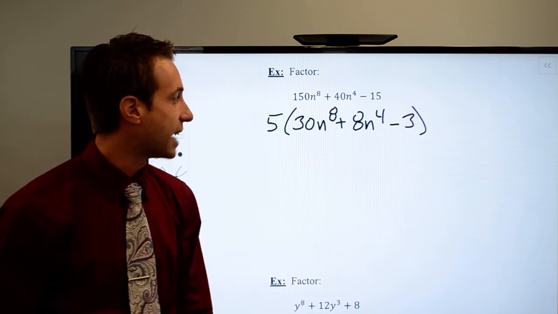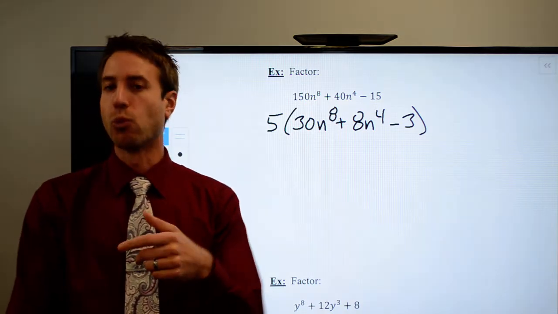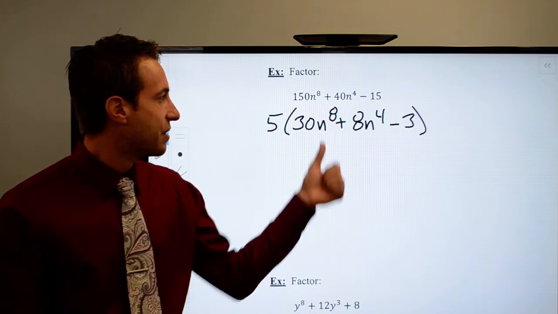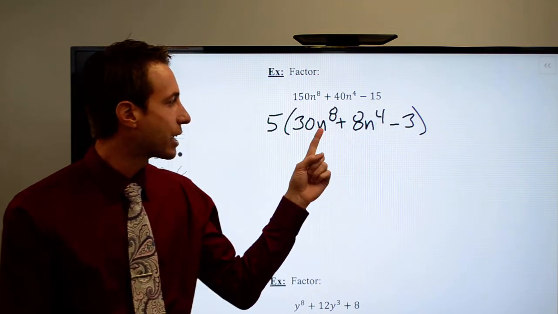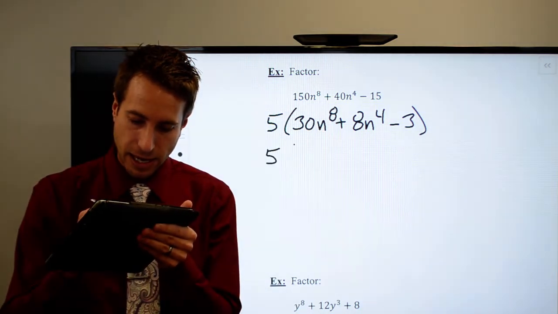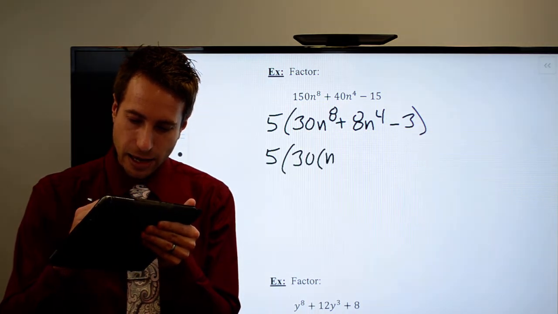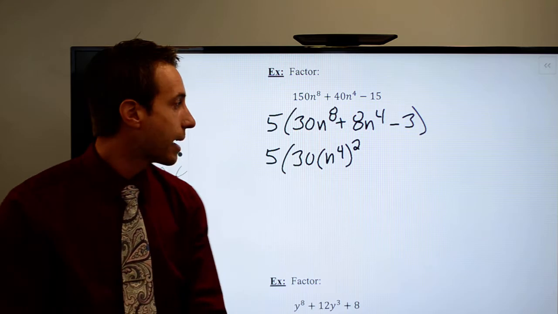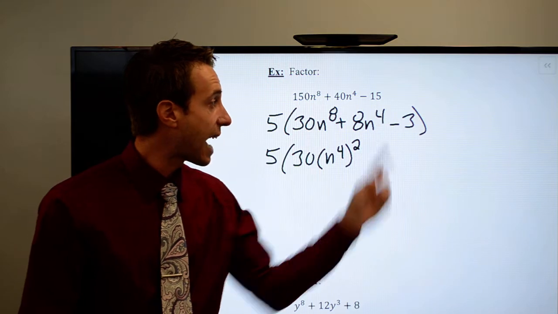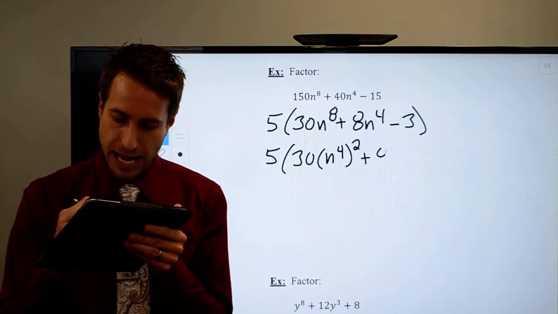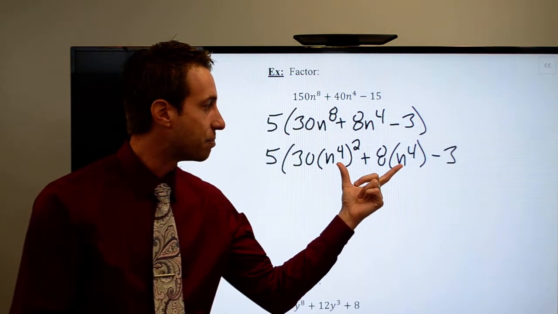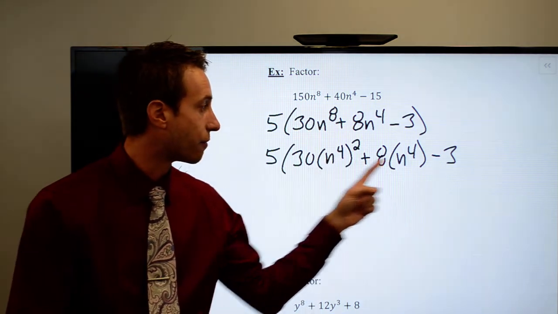Okay, so I pulled out my GCF. Now what you'll get used to recognizing as we go through these problems is this n to the 8th and the n to the 4th. I can rewrite n to the 8th as n to the 4th squared. So 5 times the quantity 30 times n to the 4th squared, because 4 times 2 gets me 8. And this n to the 4th is what I already have right here, so plus 8 times n to the fourth. And what we said is that these two quantities have to be the same variable raised to the same power, and they are: n to the fourth, n to the fourth.